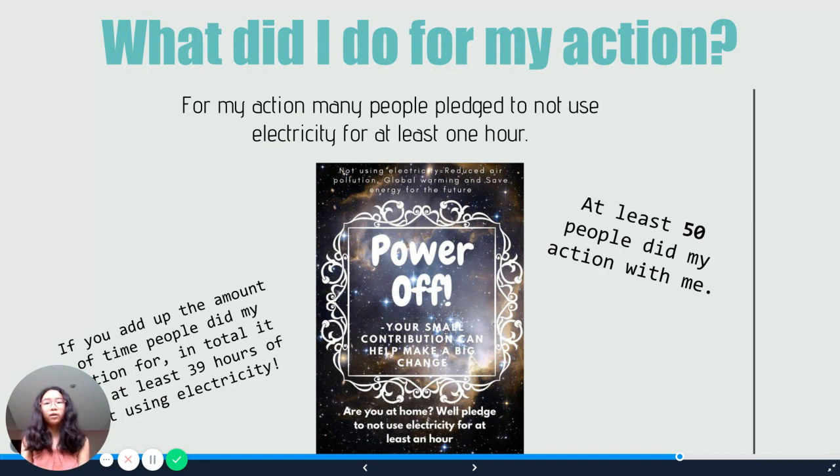And if you add up the amount of time people did my action for, in total, it was at least 39 hours of not using electricity. Now that's a big number. 39 hours is more than a day. So many people saved a lot of energy. And that's such a simple action that anyone can do. So anyone who's willing to do it should do it to save energy. There are a lot of pros and cons about it, but I think that the pros outweigh the cons.